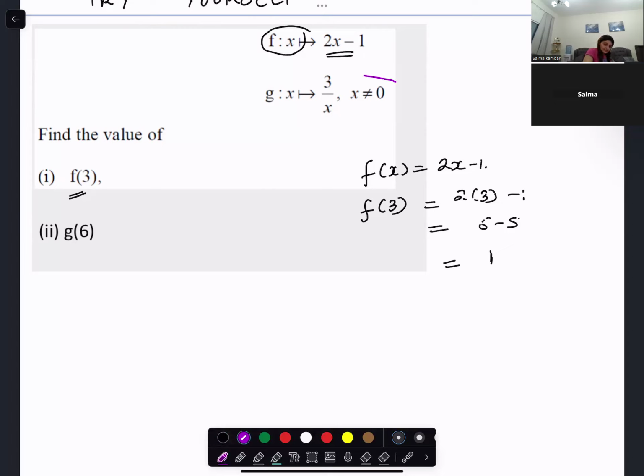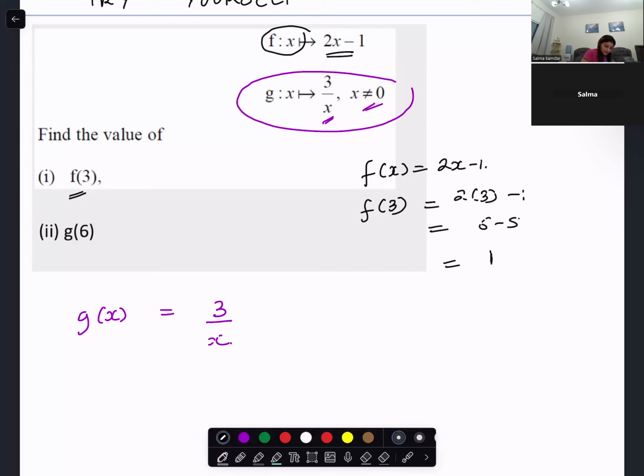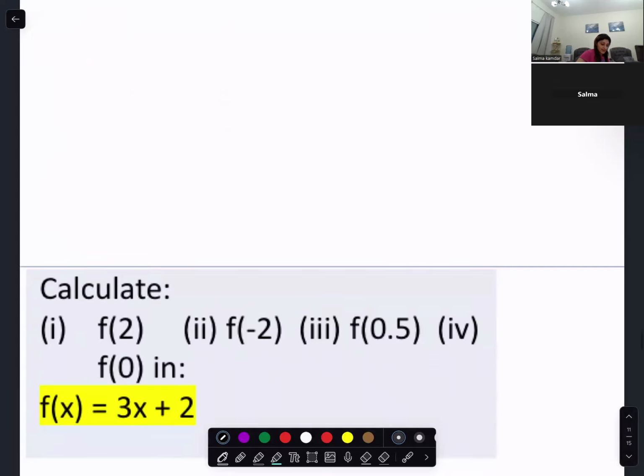The next one, x is not equal to 0, they are telling. If x would be equal to 0, this would become an invalid number. So your function g of x is equal to 3 over x. They want you to find the value of the function when x is 6. So when x is 6, I will just replace the x by 6. So the value of the function when x is 6 would become half.